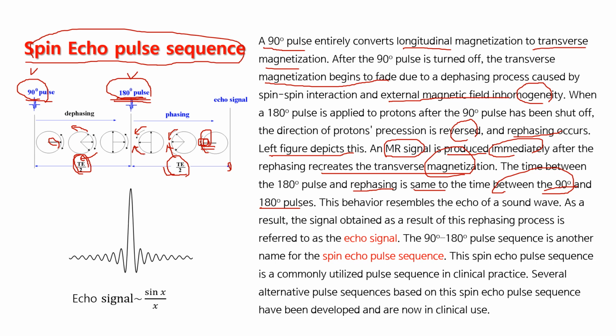So this behavior resembles the echo of a sound wave. As a result, the signal obtained from this rephasing process is referred to as the echo signal. The 90-degree and 180-degree pulse sequence is another name for the spin echo pulse sequence. This spin echo pulse sequence is commonly utilized in clinical practice. Several alternative pulse sequences based on it have been developed and are now in clinical use.